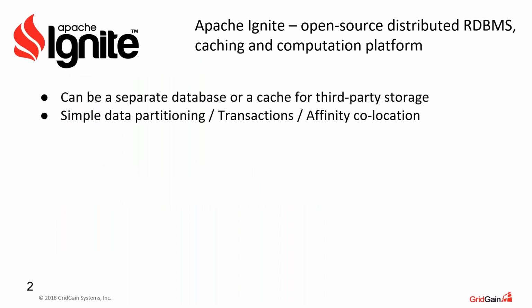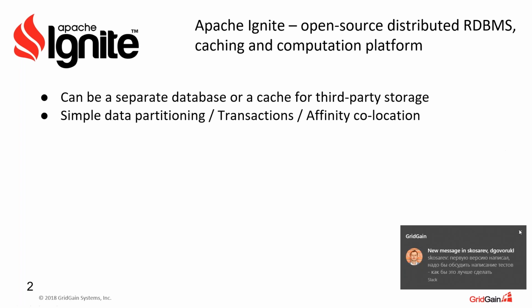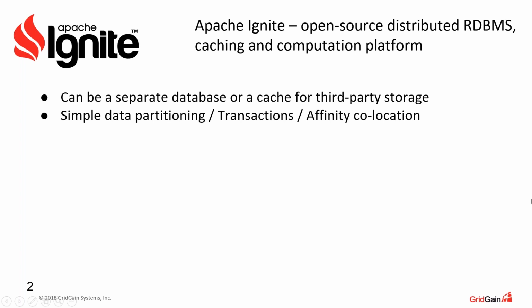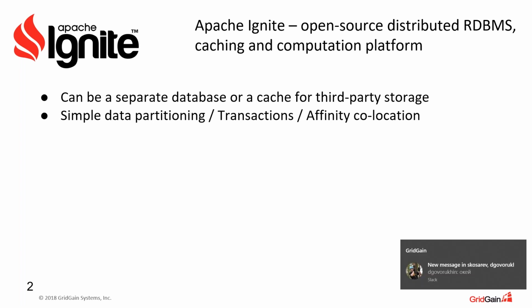Okay, let's get started, and let's start with a brief introduction of what Apache Ignite and GridGain are, and in which system we have implemented backups. Speaking shortly, Apache Ignite is an open source distributed RDBMS. It's also a caching and computation platform. It can be used in mostly two ways. It can be a separate database or a cache for a third-party storage.